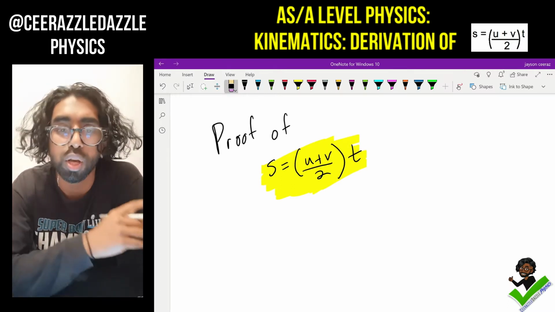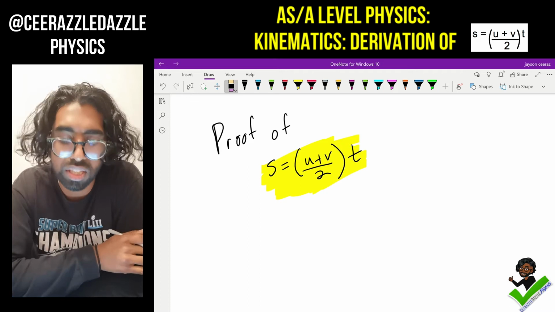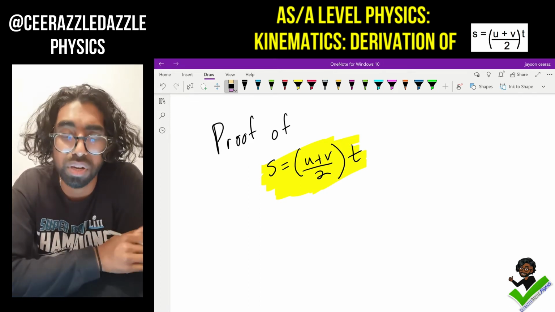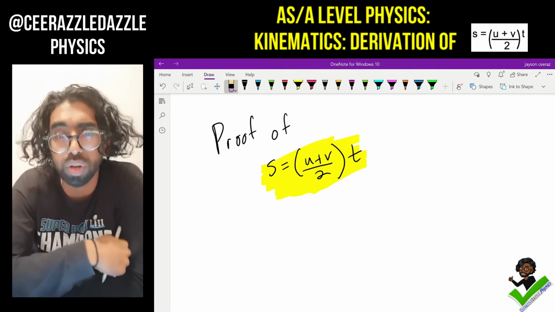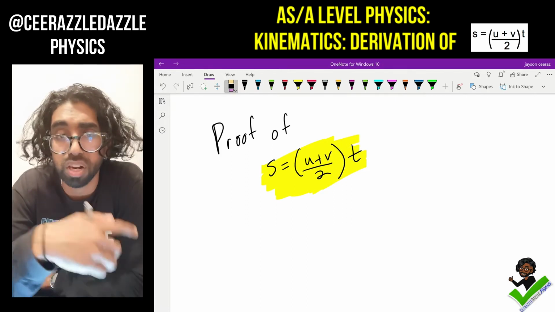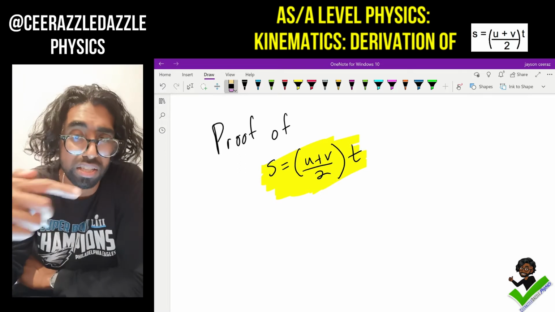In today's session, we're going to be proving the equation displacement is equal to (u plus v) divided by 2, times by t. This is the fourth equation of motion. So the other equations are as follows. We've seen them before, but here's a nice recap.